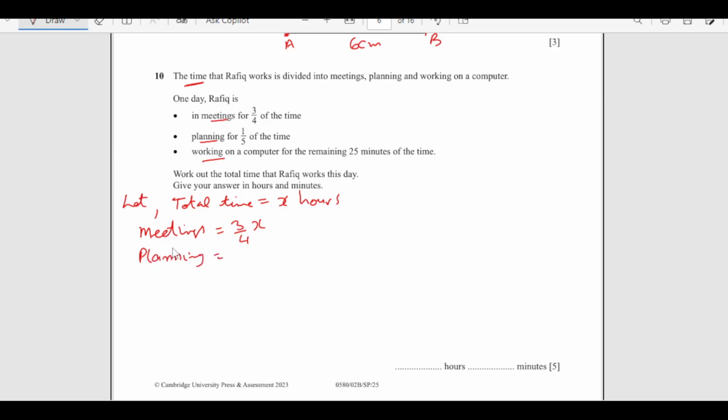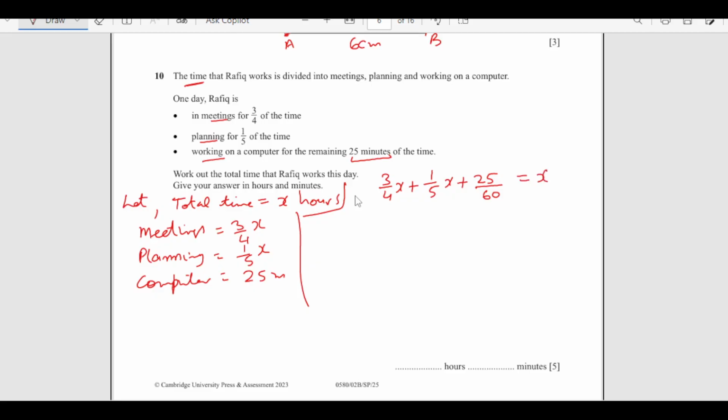So for planning he uses 1/5 of the time, so 1/5x. And on computer he spends the remaining 25 minutes. So on computer is 25 minutes, right? Now the sum of all these is going to be equal to x, right? So we are going to add all of these: 3/4x plus 1/5x plus 25 minutes. I'm converting this into hours, divided by 60, because we are taking hours. This is equal to x.